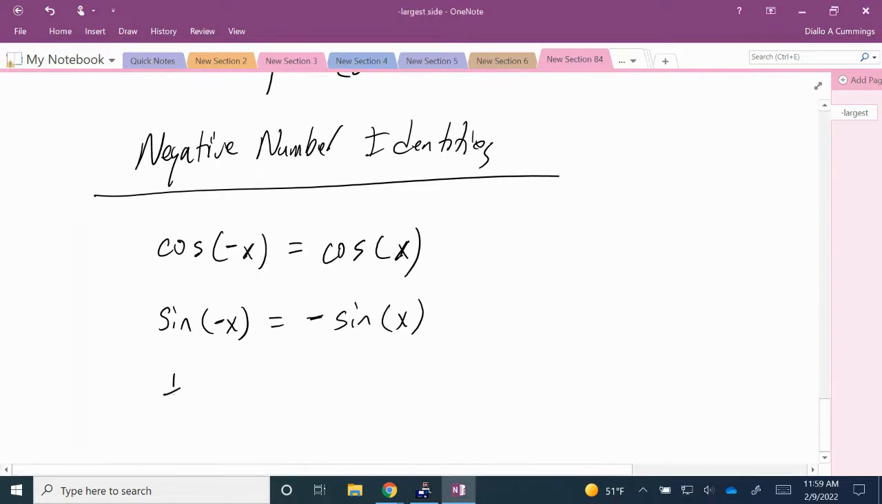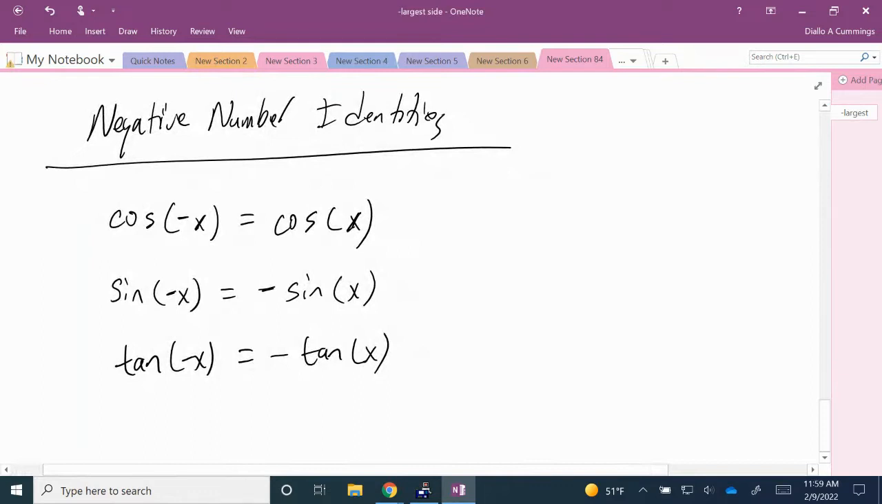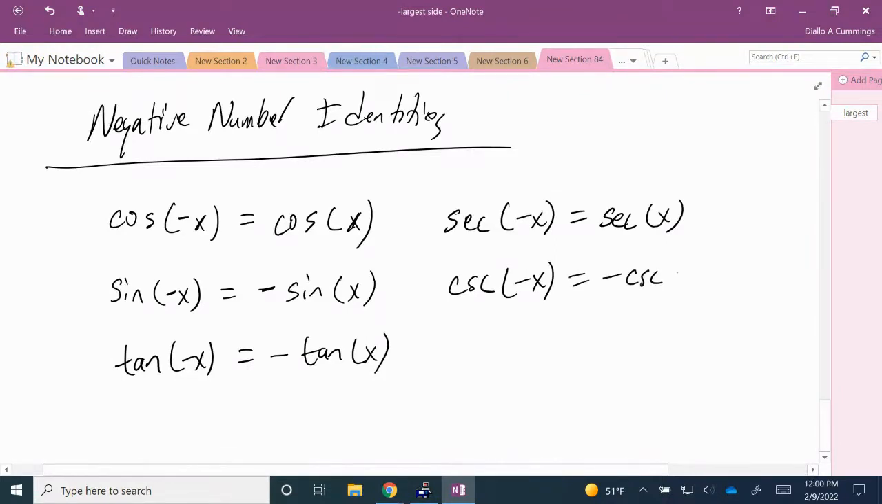And then we have tangent, right? The tangent of negative x is equal to negative times the tangent of x. And then we have our reciprocals, right? So the reciprocals follow. The reciprocal of cosine is secant. The reciprocal of sine is cosecant. And then the reciprocal of tangent is cotangent.